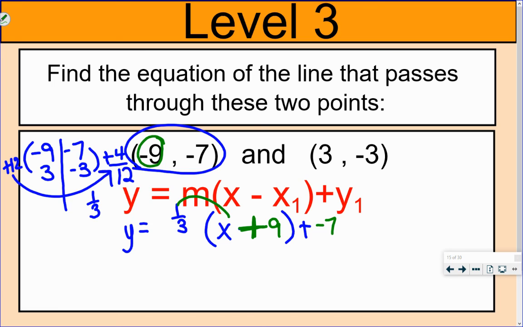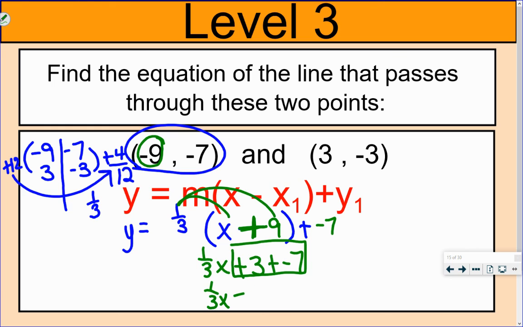So now I'm going to multiply. 1/3 times x is 1/3 x. 1/3 times a positive 9. So you can just think of what's a third of 9? It's 3. And then I have plus a negative 7. Okay, nothing to combine with the 1/3 x, but I can combine my 3 and my plus a negative 7, which would give me negative 4. Okay, so my final answer would be y equals 1/3 x minus 4.